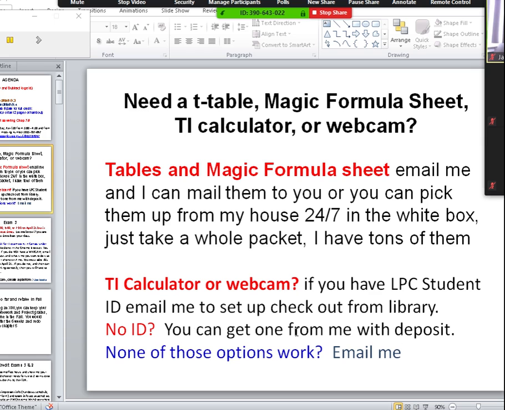If you don't have an ID, then you can get a TI calculator or webcam from me with a deposit. Just talk to me, work it out, and we can sort that out. Or if none of those options work for you, then email me and we can try to figure something out.